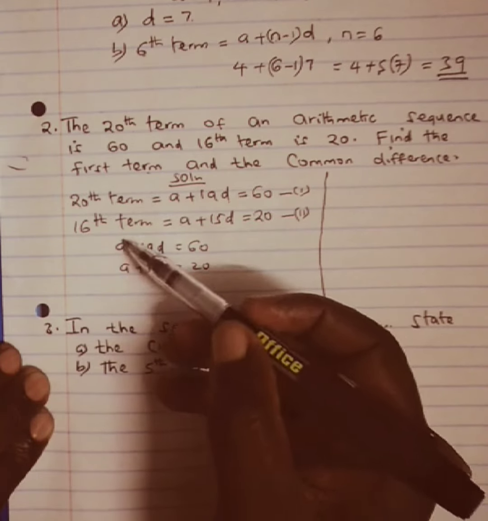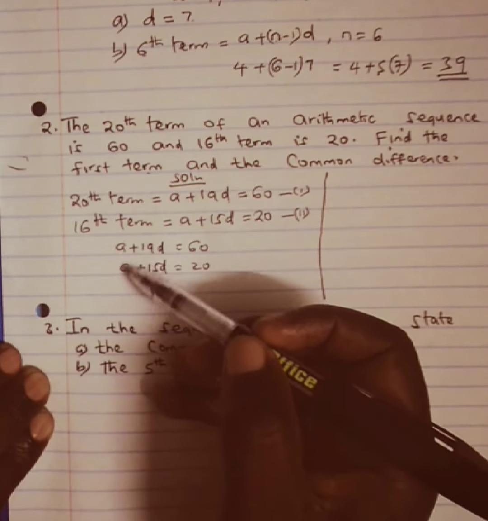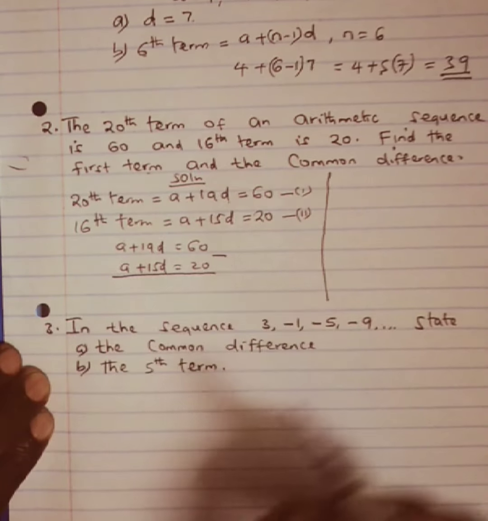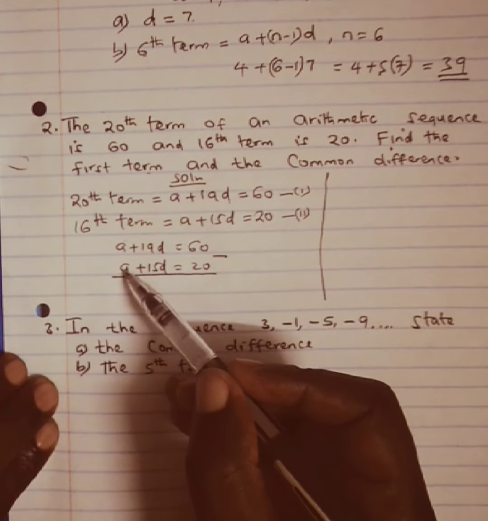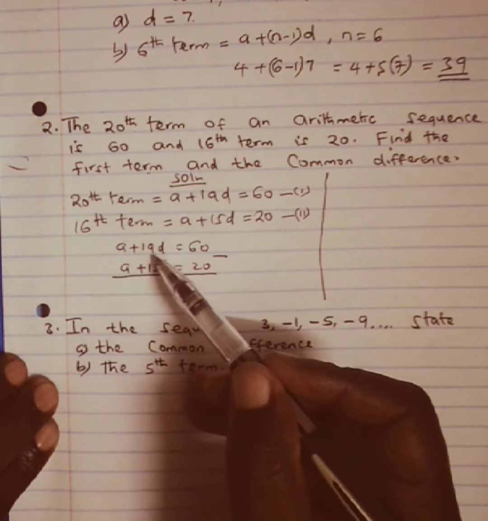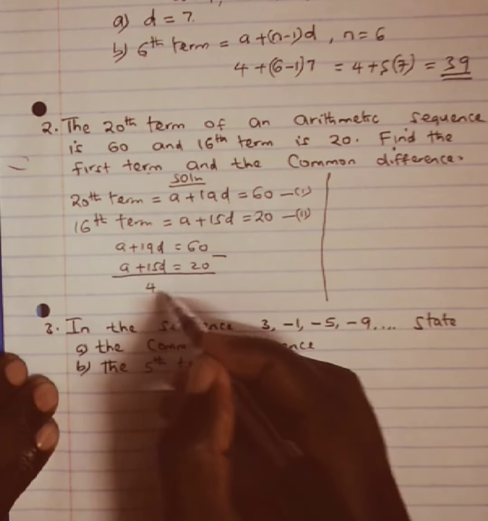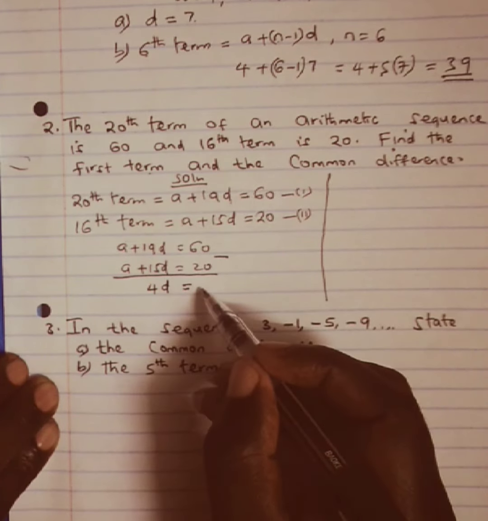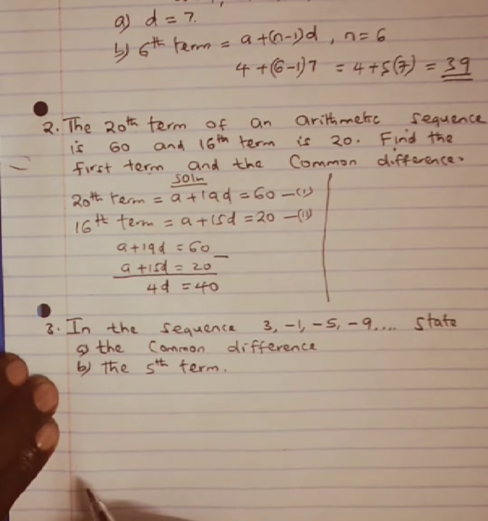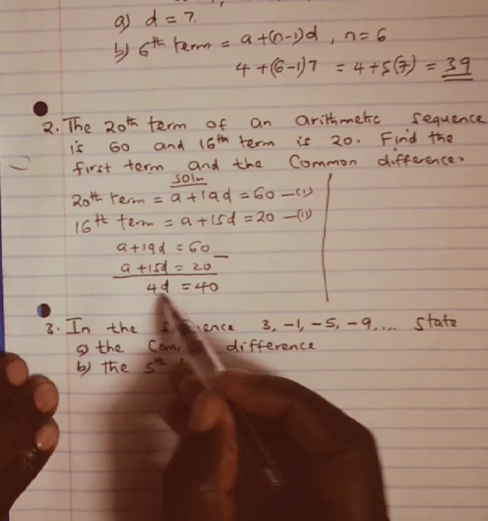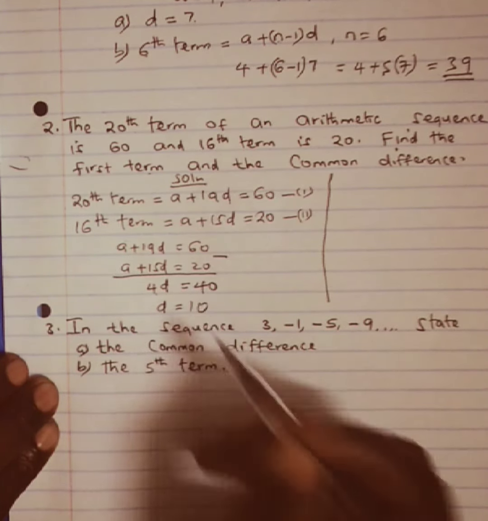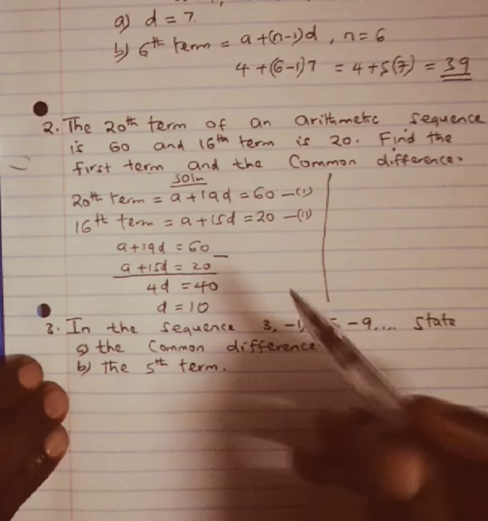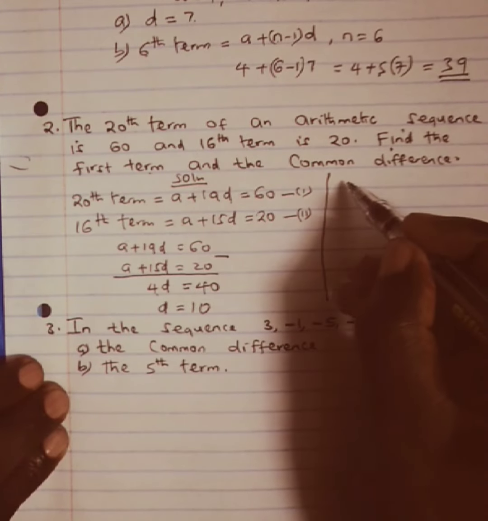Since we have a which is the same, we are going to use elimination by subtracting directly, where a and a gives you 0, so we remain with 19d minus 15d giving us 4d, and 4d is going to be equal to 60 minus 20, which gives us 40. If you divide by 4 on both sides, d is going to be equal to 10.